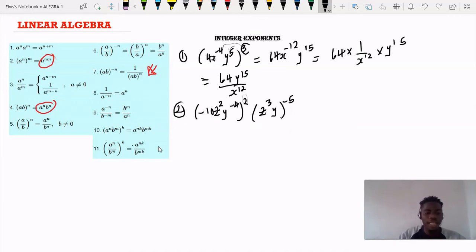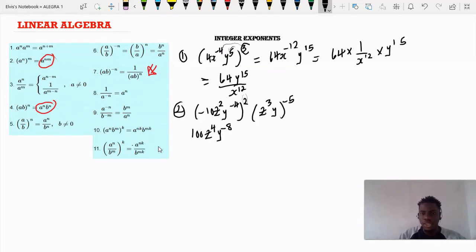Okay guys, if we multiply, -10 raised to the power of 2 is going to give us 100. Then multiply z raised to the power of 2 times 2, and 2 times 2 gives us 4. So this is z raised to the power of 4. Then y raised to the power of -4 times 2 gives us -8. Guys, make sure that you multiply the exponents, so it's -4 times 2. So this is 100z^4 multiplied by y^-8.